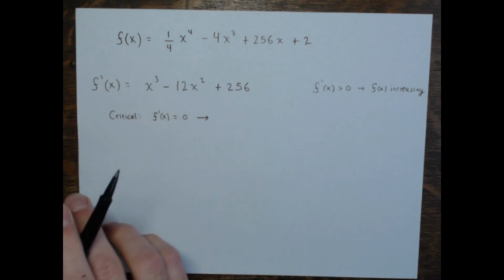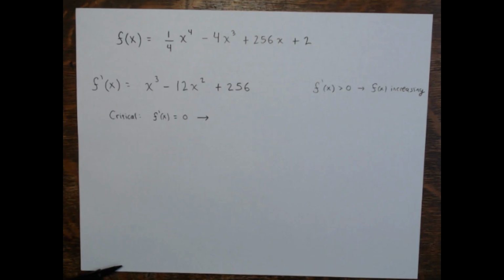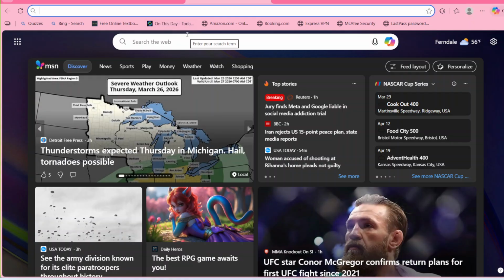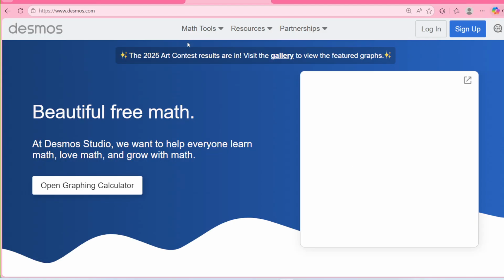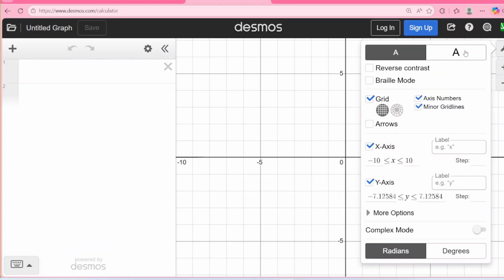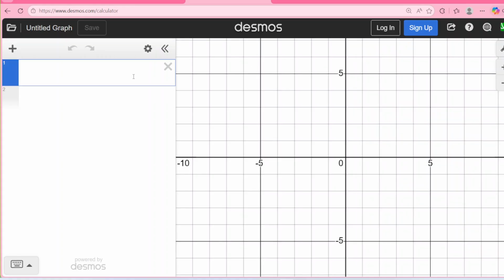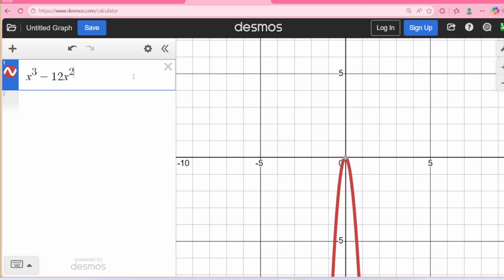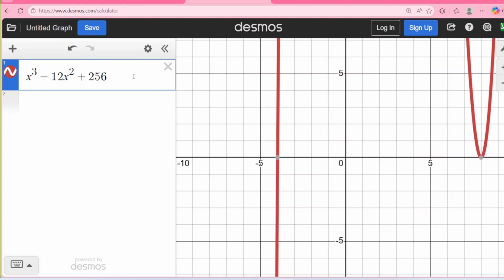Now I'm gonna do a little shortcut here. I'm going to put this function into Desmos, right? So here's, again, the desmos.com site I've used many times in previous videos. I'm just going to put that derivative function in. So x cubed, just to save some time here, minus 12x squared, plus 256.